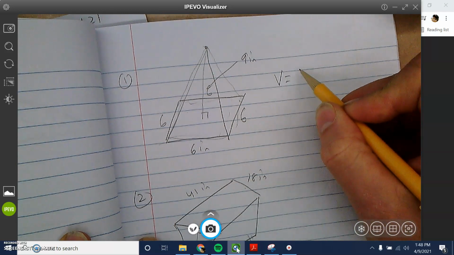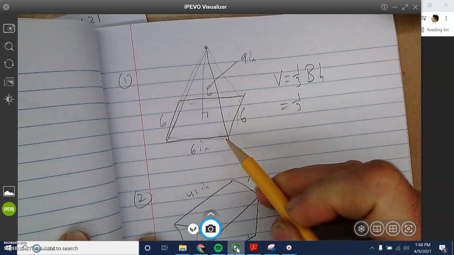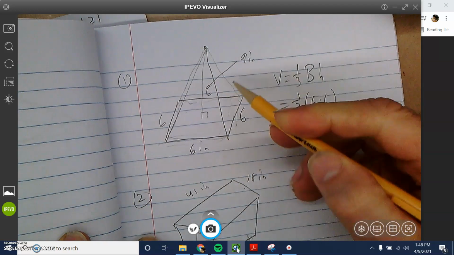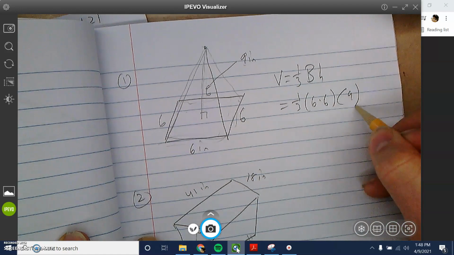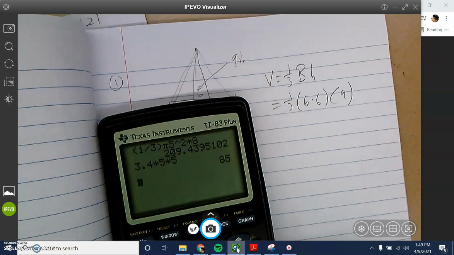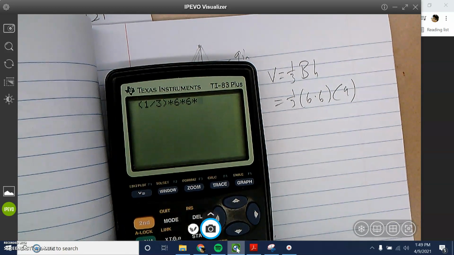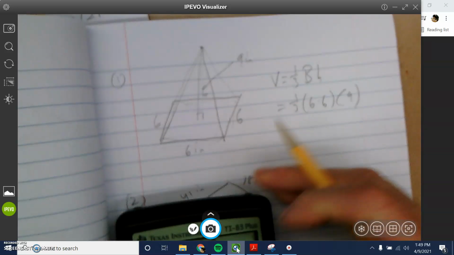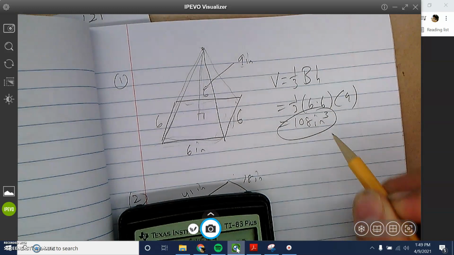So the volume of a pyramid is 1/3 area of the base times the height, and the base is a square, so that's going to be 6 times 6. The height here is 9. Boom. Okay, so get our calculator. 1/3 times 6 times 6 times 9 is 108. 108 inches cubed. There we go.